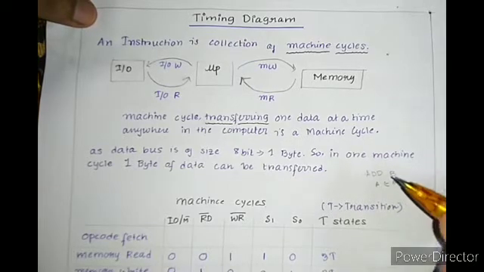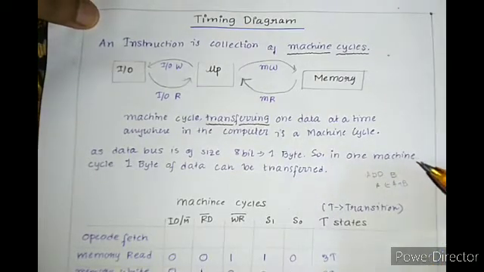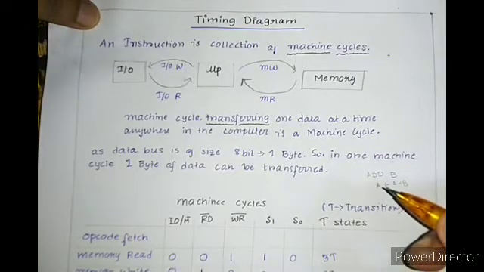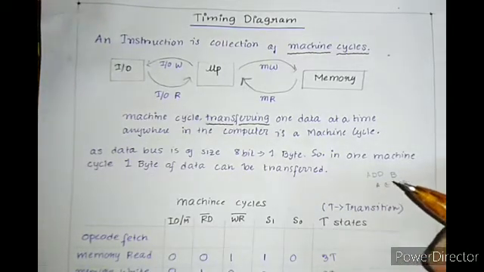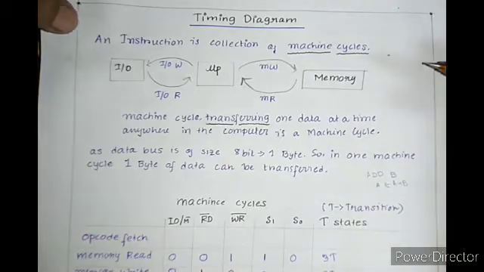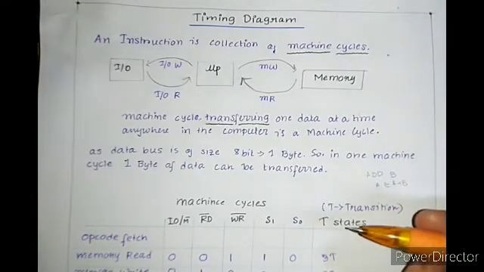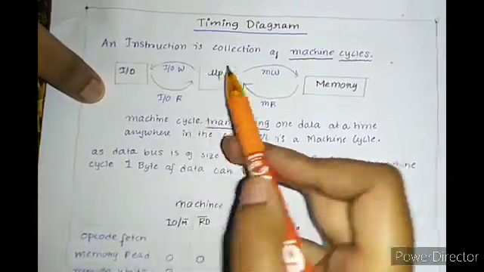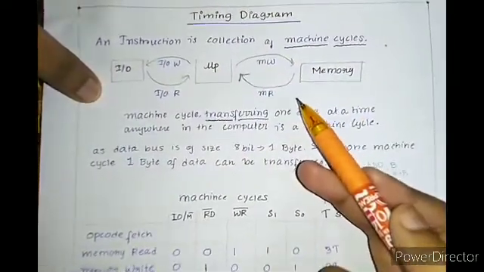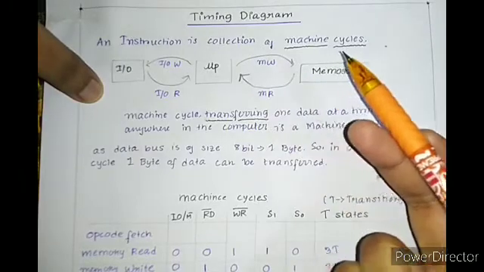Now, instruction cycles can be defined as fetch, decode and execute, right? So we need a certain number of machine cycles for that. An instruction is a collection of machine cycles.